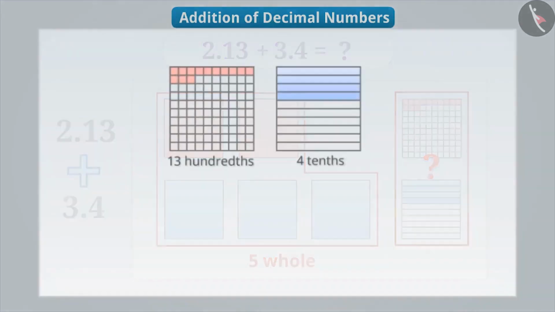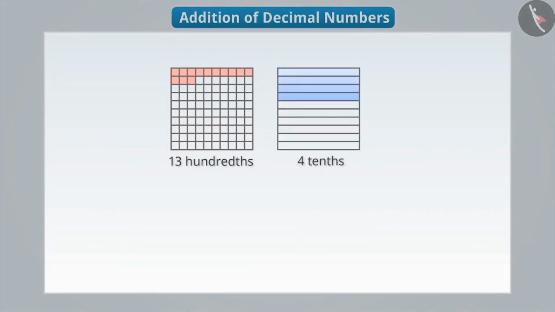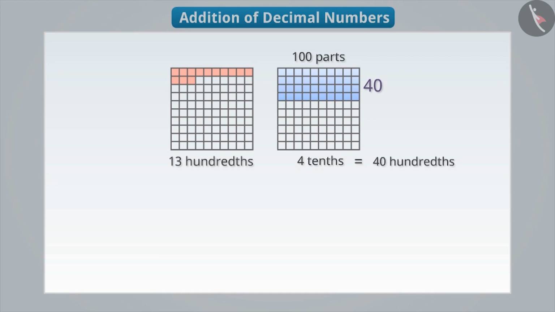Okay, let me tell you. If we talk about square of 4 tenths, then we can divide each of its parts in 10 equal parts. By doing so, we will get a total of 100 parts. Now you can see that there are 40 shaded parts here. So, we can say that 4 tenths is equal to 40 hundredths.